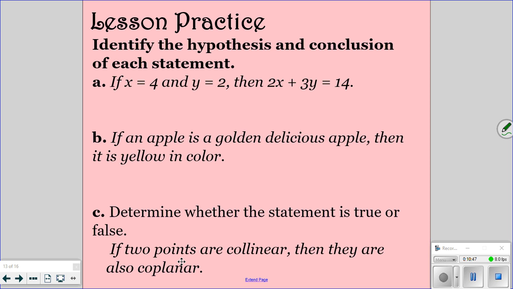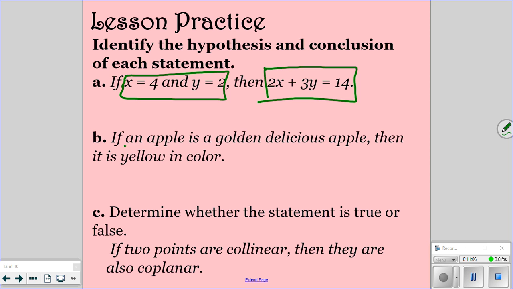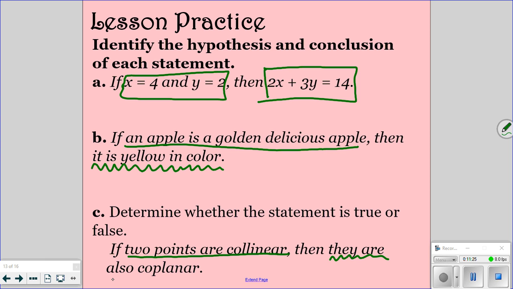So the hypothesis for the first one would be this part, x equals 4 and y equals 2. The conclusion would be 2x plus 3y equals 14. Okay, for this next one, the hypothesis would be an apple is a golden delicious apple, and the conclusion would be it is yellow in color. For the next one, the hypothesis would be 2 points are collinear, and the conclusion would be they are also coplanar.